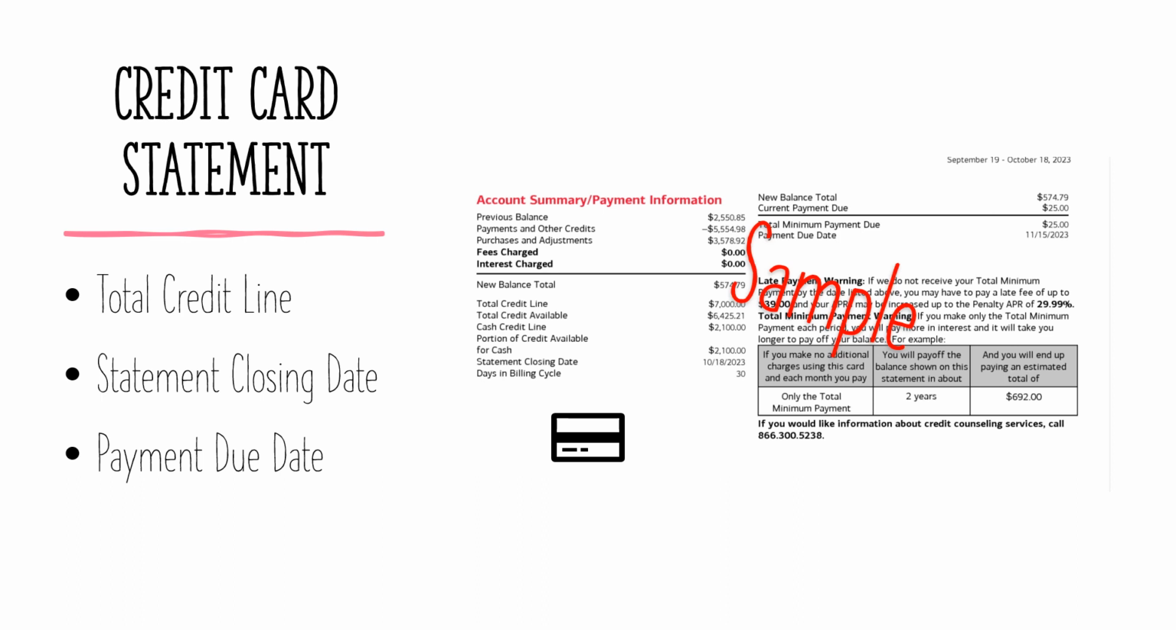So that's why it's important to apply as much as you can to include paying off the credit card balance on or before the payment due date, not the statement date, the payment due date. So in this case, with the $574.79 balance, they're showing a current payment due of $25. And that $25 is due November 15th, 2023. So after October, that's what's going to be reported.